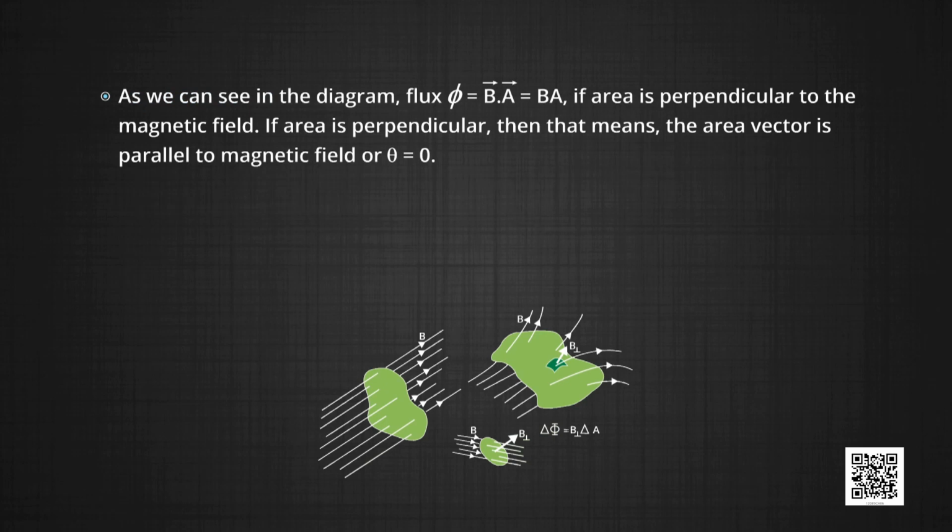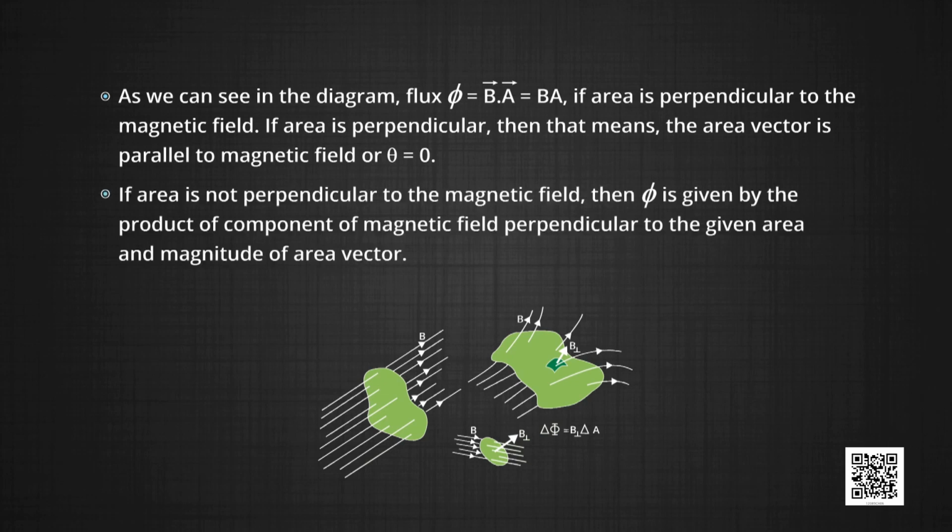As can be seen in the diagram, flux phi is equal to B dot A, which is again equal to BA if area is perpendicular to the magnetic field. If area is perpendicular, that means the area vector is parallel to the magnetic field, or theta is 0 and cos 0 is 1. If area is not perpendicular, then phi is given by the product of component of the magnetic field perpendicular to the given area and magnitude of area vector.